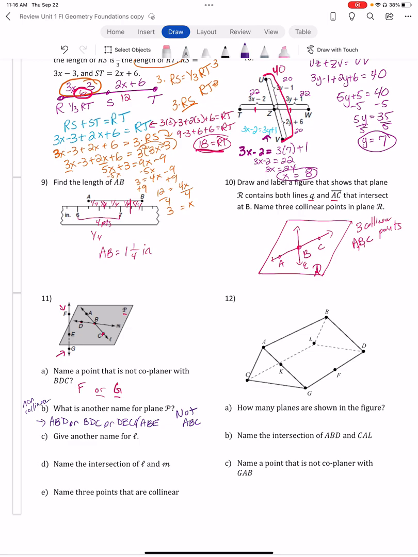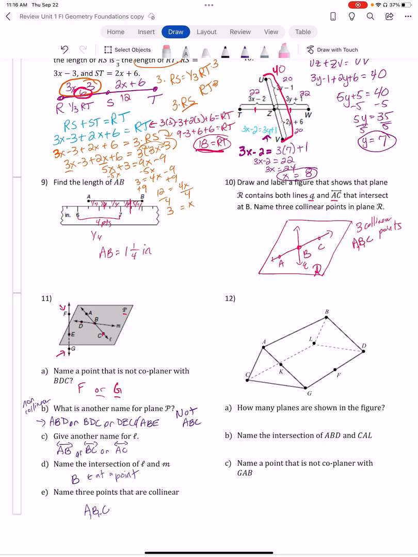It says give another name for line L. A line can be named by 2 points. You could have AB or BA, BC or CB, or you could have AC. Okay, but you only name a line with 2 points. It says name the intersection of lines L and M. That's going to be B because they intersect at a point. Name 3 points that are collinear. A, comma, B, comma, C. Make sure you have commas in between because they're separate figures.